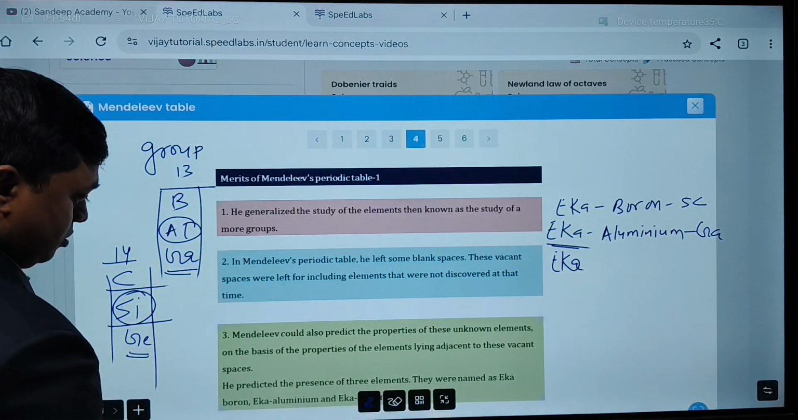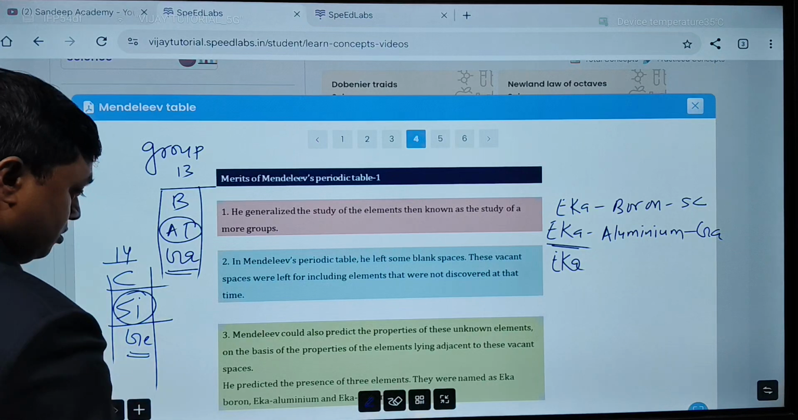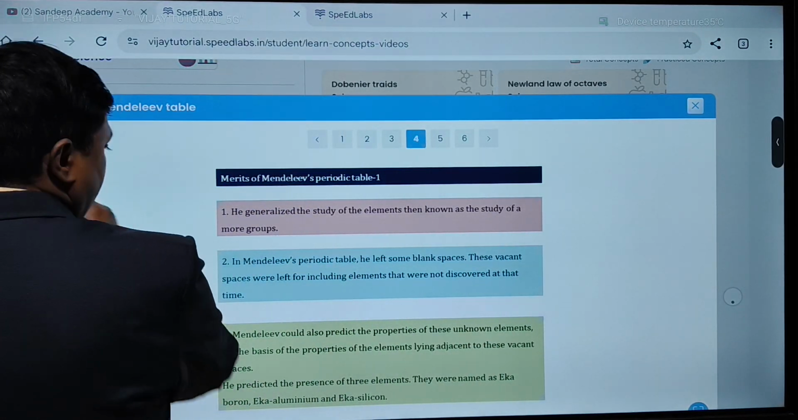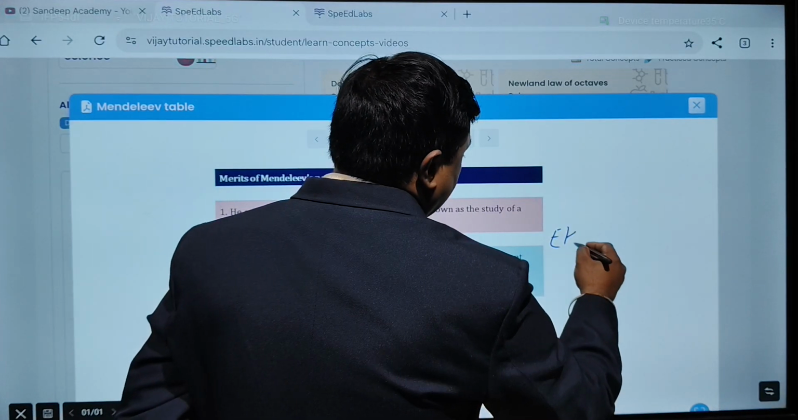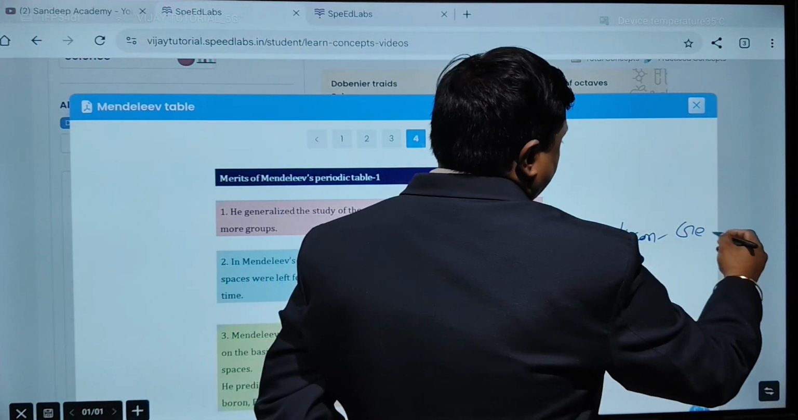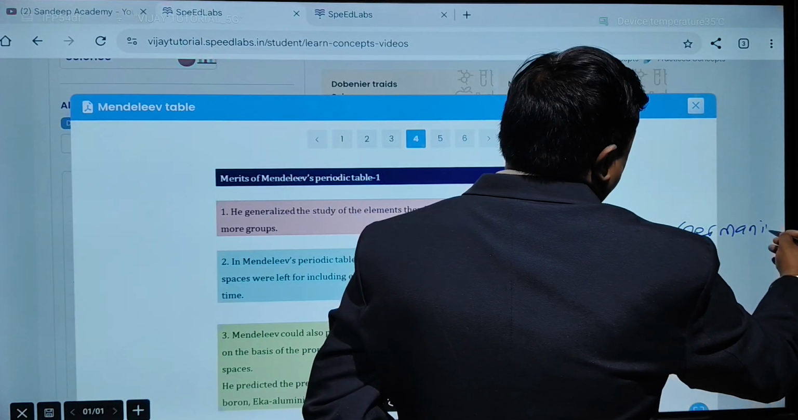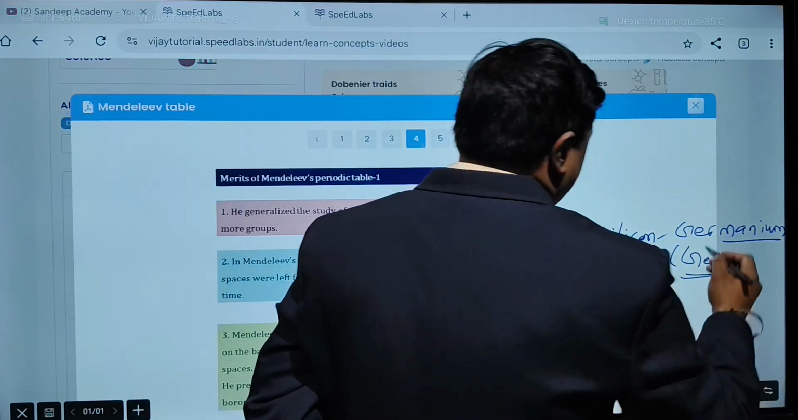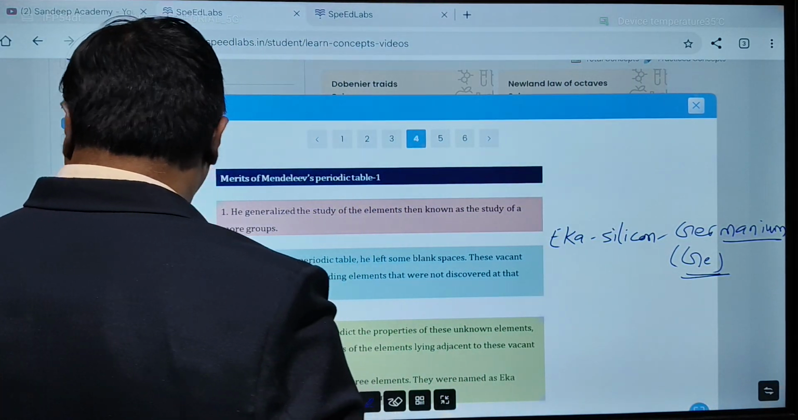Eka-silicon is what? Germanium. Nothing but germanium. It is a semiconductor actually.